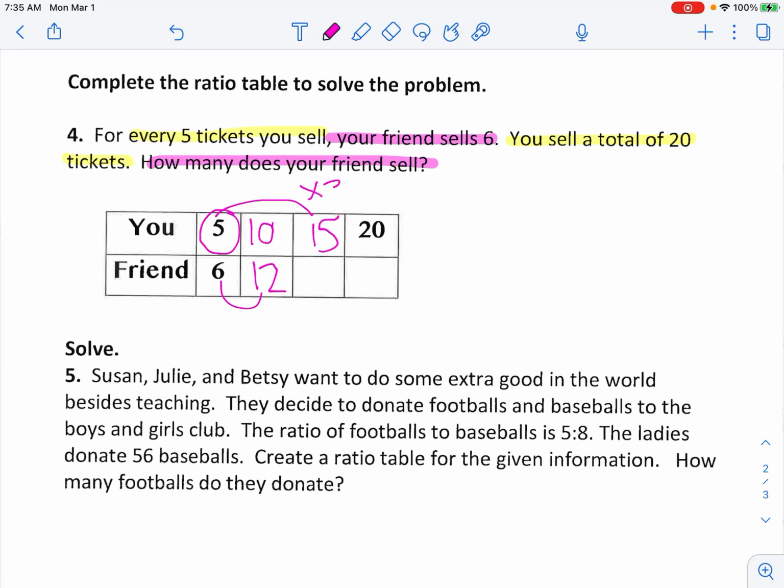Now, to get from 5 to 15, that's times 3. So we're going to do 6 times 3. So if you sell 15, your friend sells 18 tickets.